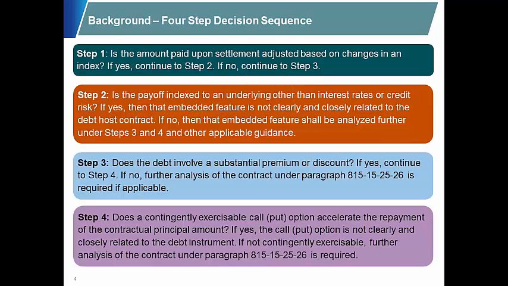In step 1, you'd look at, is the amount paid upon settlement adjusted based on changes in an index? If yes, you continue to step 2. If no, you continue to step 3. Under step 2, you'd look at, is the payoff indexed to an underlying other than interest rates or credit risk? If yes, then the embedded derivative is not clearly and closely related to the host contract. If no, you would need to look at step 3 and 4.